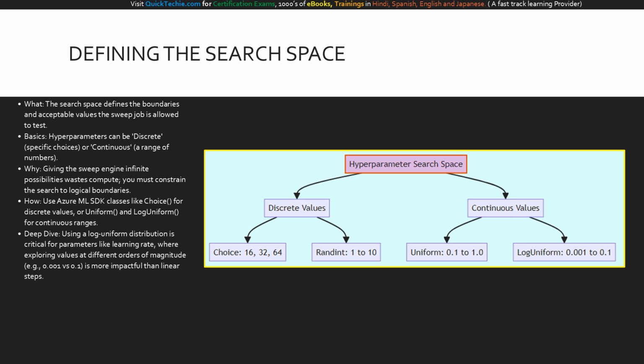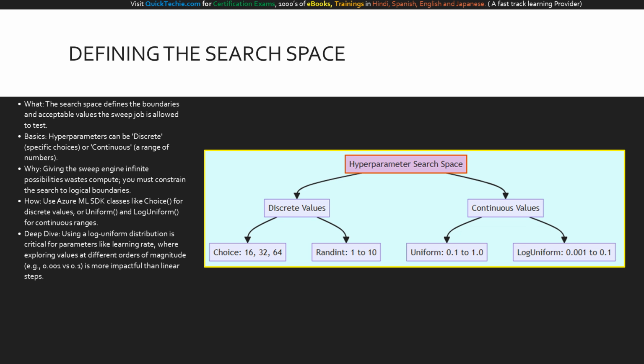A log uniform search space explores orders of magnitude, allowing the engine to efficiently discover the difference between a 0.001 rate and a 0.1 rate. Looking at this tree diagram, we can visualize how to architect our search space. From the root node, we branch into our two main categories, discrete values on the left and continuous values on the right. Under discrete, we use functions like choice to force the sweep job to pick from an exact list, like 16, 32, or 64.